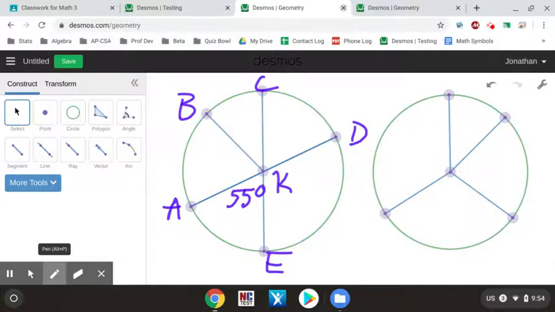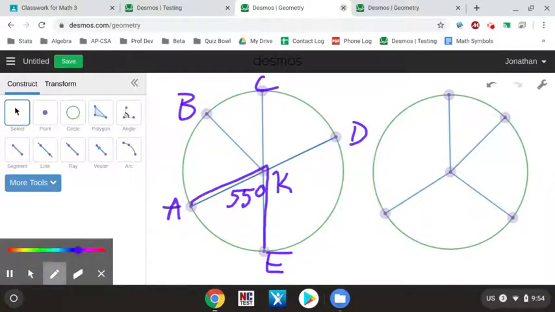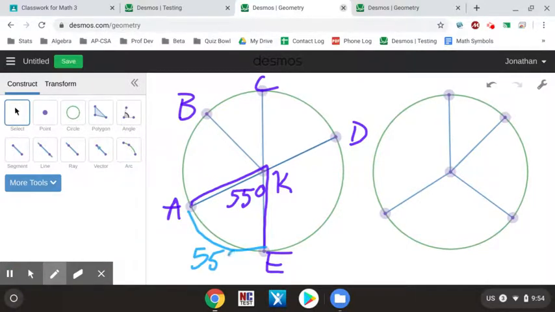One thing you need to know is that since the central angle AKE, this angle here, is 55 degrees, it is also true that this arc over here is 55 degrees. Another thing you need to notice is that you have a diameter of this circle. A to D is a diameter, so this arc that goes all the way around here is a semicircle. So AED is equal to 180 degrees because it is a semicircle.